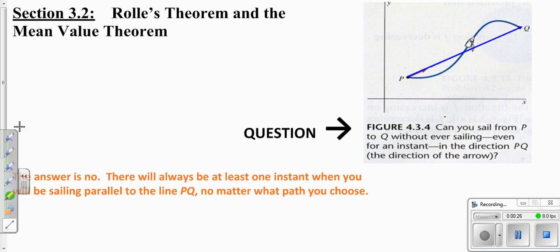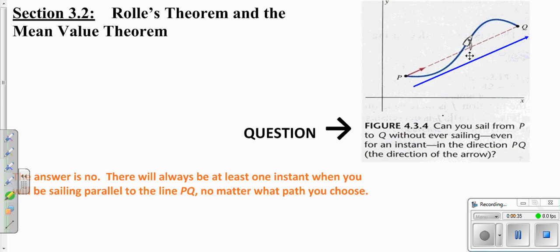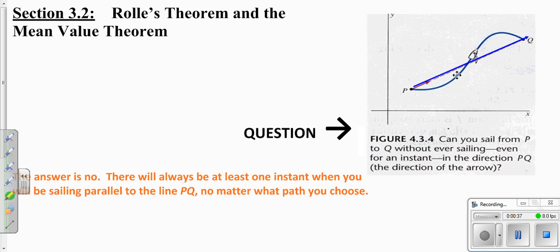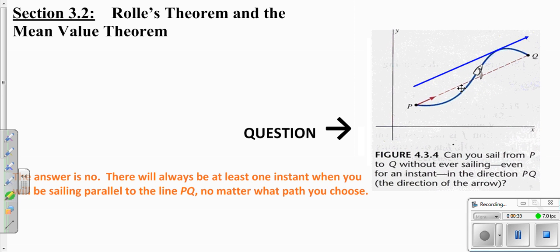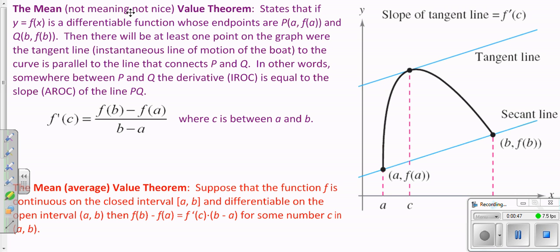Because as we look here, we would be in that same direction right here, because that's our tangent line slope. And in this case, also right here. So there'd actually be two spots we'd be going in the same direction. This all leads us up to what's referred to as the mean value theorem.